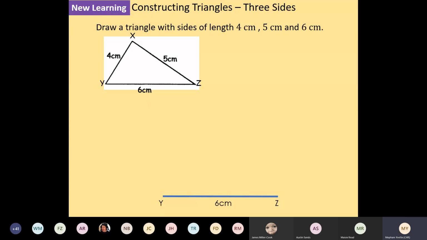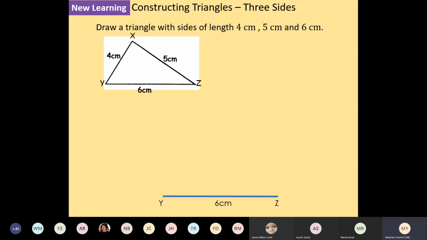What has already been drawn here is a line that is worth 6 centimeters, and we have labelled it Y to Z. So it doesn't usually matter in other circumstances what length you draw first, but we usually decide to draw the longest length as the base because that is usually what is easiest to deal with. So we have done that.